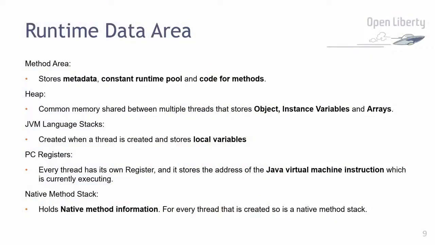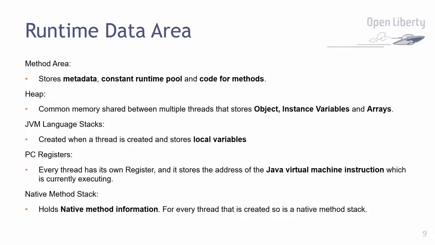Okay, moving on to the runtime data area, and again, I'm only going to give you a brief overview here of what a JVM does. You've got your method area, which, as it says, stores metadata, the constant runtime pool, and the code for your methods. Then you've got your heap, which is used like a common memory shared place for things like multiple threads, stored objects, instance variables, and arrays. And then you've got your JVM language stacks, and these are built for local variables.